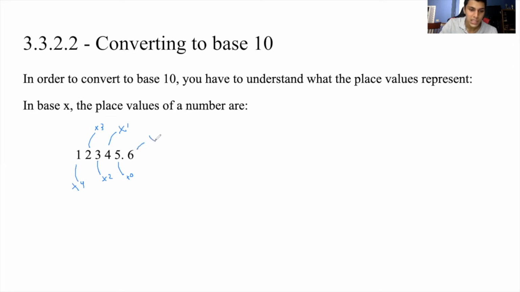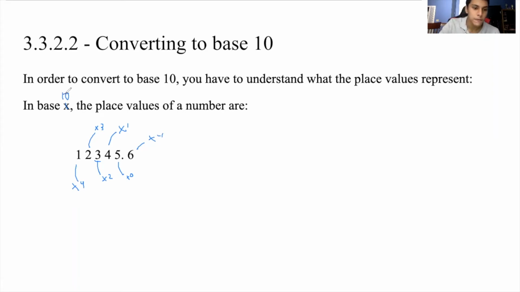This would be the x to the power of negative 1's place. And the next one would be the x to the power of negative 2's, and so on. And just to make sure you got this, for instance, if we had base 10, so x would be 10, then this would be the 10 to the power of 0's place, which is the 1's place. This would be the 10 to the power of 1's place, which would be the 10's place. This 3 would be in the 10 to the power of 2's place, or the 100's place. And the 6 would be in the 10 to the power of negative 1's place, or the 1/10th place.